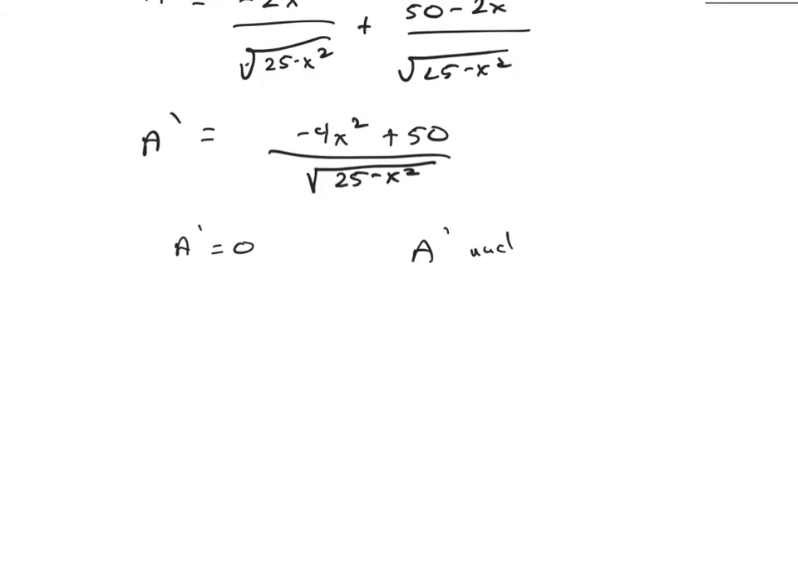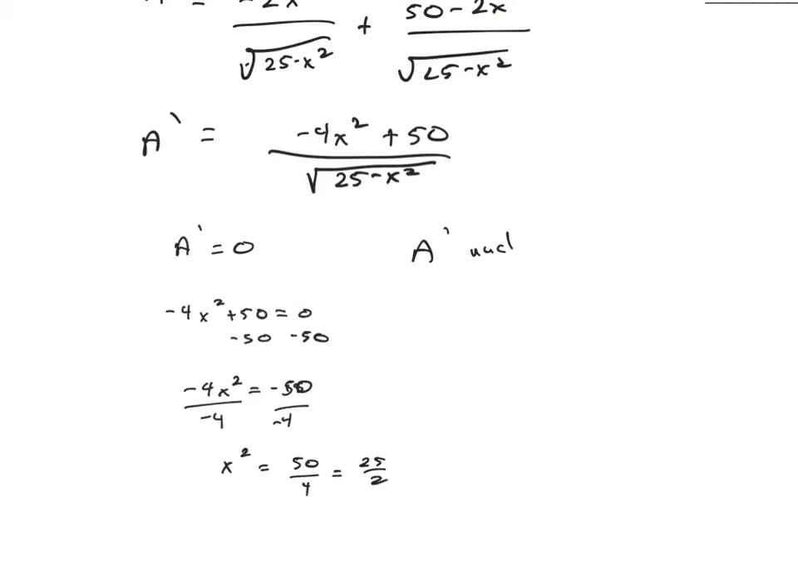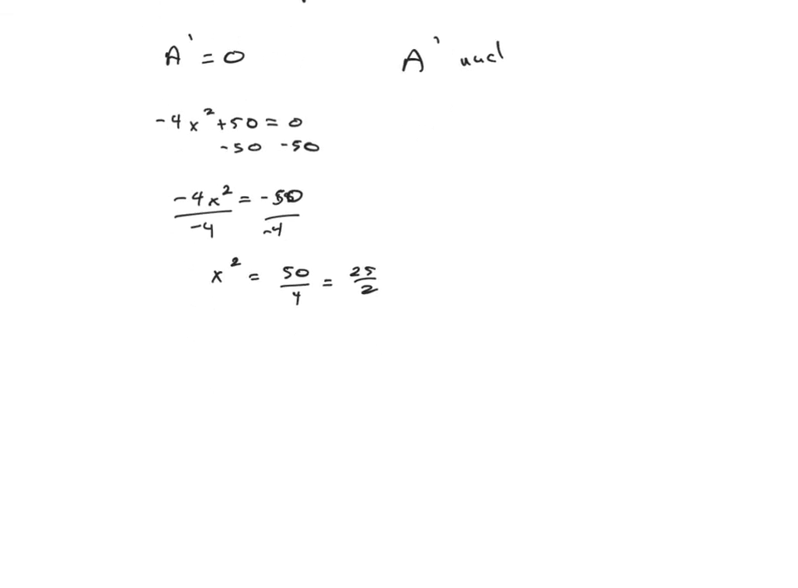So the derivative is equal to 0 when the numerator, negative 4x squared plus 50, is equal to 0. Subtract 50 from both sides, and I'd have negative 4x squared equals negative 50. Divide both sides by negative 4, and I'd have x squared equals 50 over 4, which simplifies to 25 over 2. They have a 2 in common. So now I'm going to have x squared equals 25 over 2.